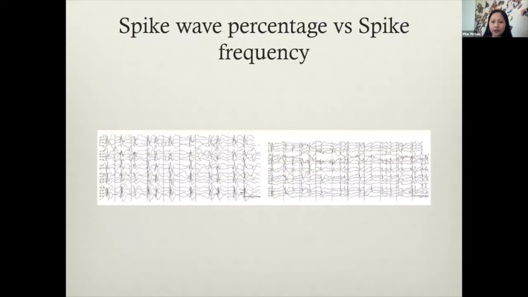So this is an example of ESES. You can see the spike, slow waves, spike, slow waves, spike, slow waves, spike, slow wave. So it's present pretty much in every second. One box here is 1 second. You see the spike wave in every second.